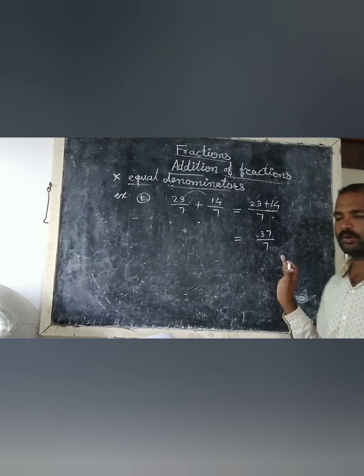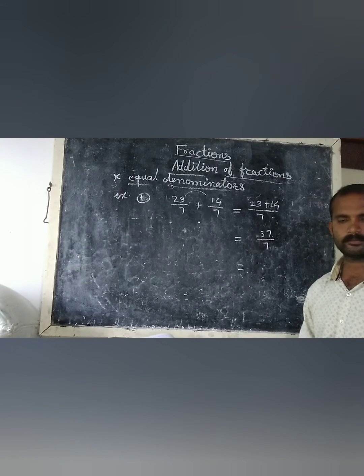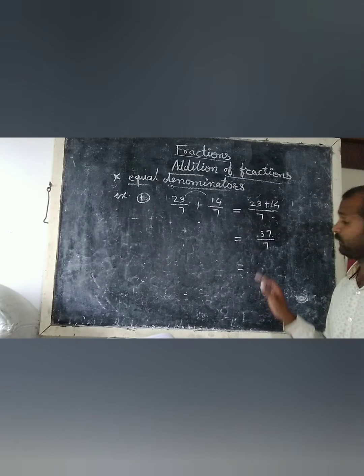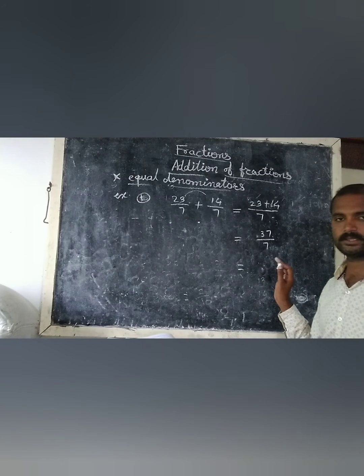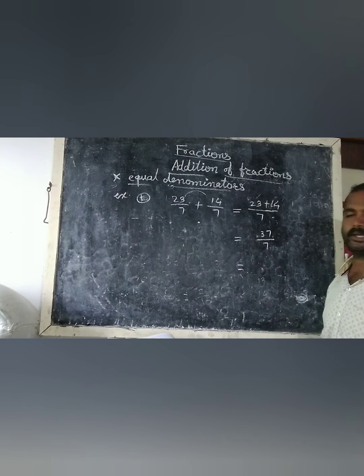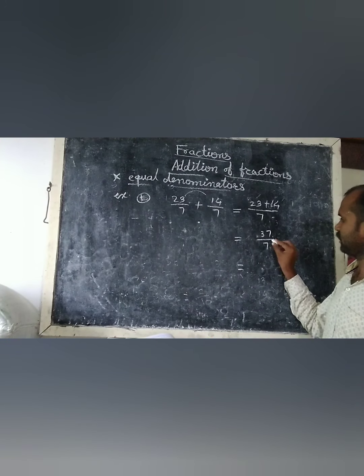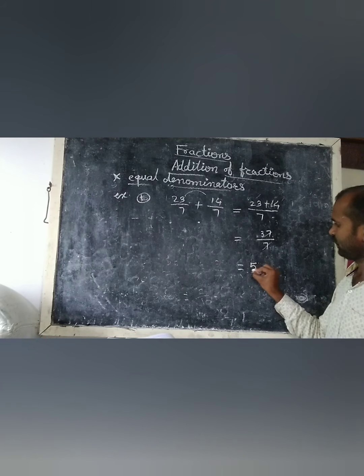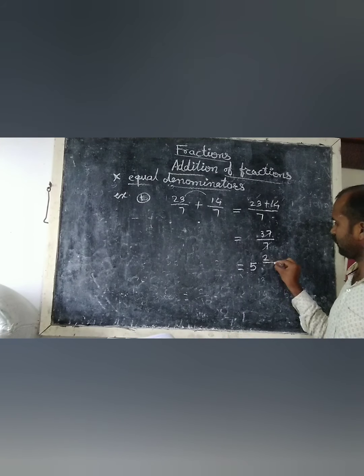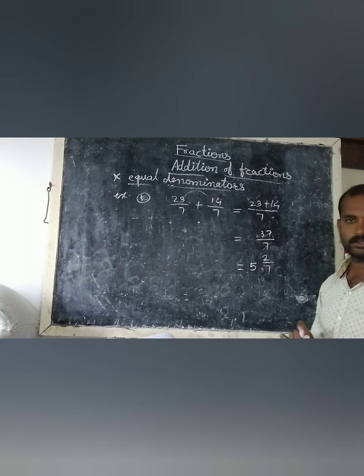Now, one more step. If division is possible or the simplest form is possible, find the simplest form. If not possible, then convert it into a mixed fraction. 37 upon 7: 7 fives are 35. So 5 integer and 2 upon 7. This is the answer of this addition.